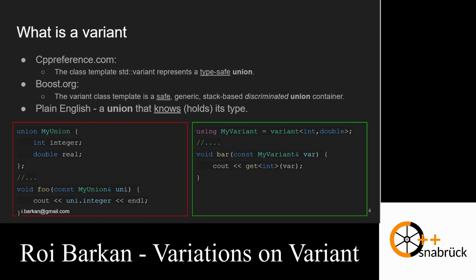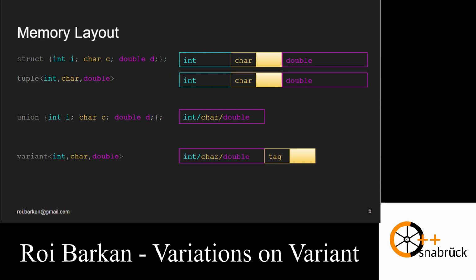Okay, so that's it. In terms of memory layout, just to remind us all, a C struct or C++ struct holds all of its members one after the other. So a struct of an int, a char, and a double will hold all the members one after each other, and there are also alignment requirements, which means that there's sometimes padding or holes inside the struct. std::tuple is very, very similar. It's not mandatory to have the same layout, but typically it has a very similar layout.